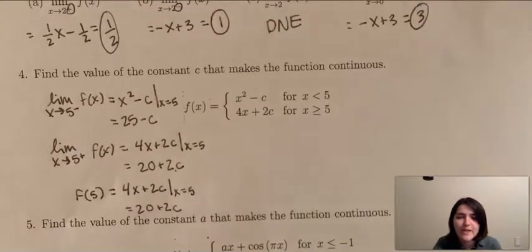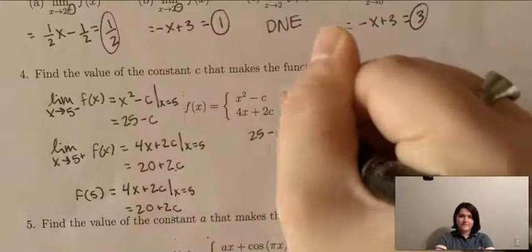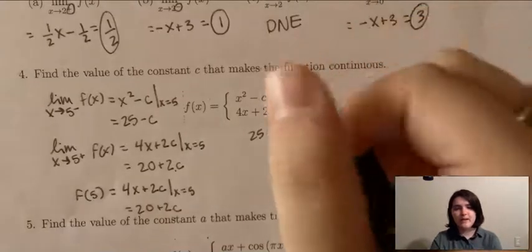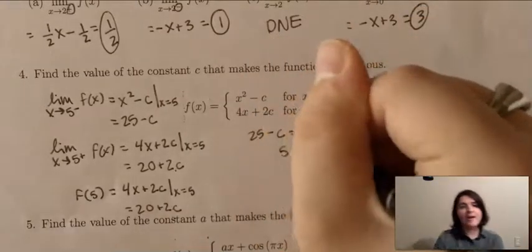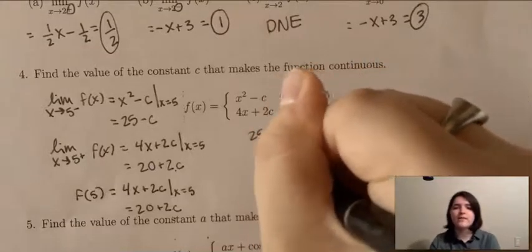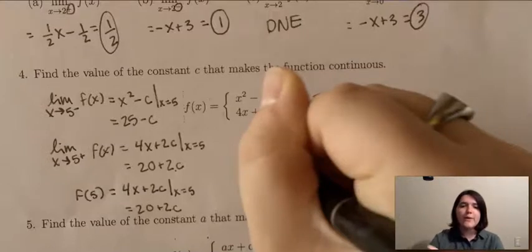Okay, so we're setting them equal to each other. And so 25 minus 20 is 5, so 5 equals 3c. Is that what it is? I can't see it. I'm sorry. 5 equals 3c. Oh, okay.